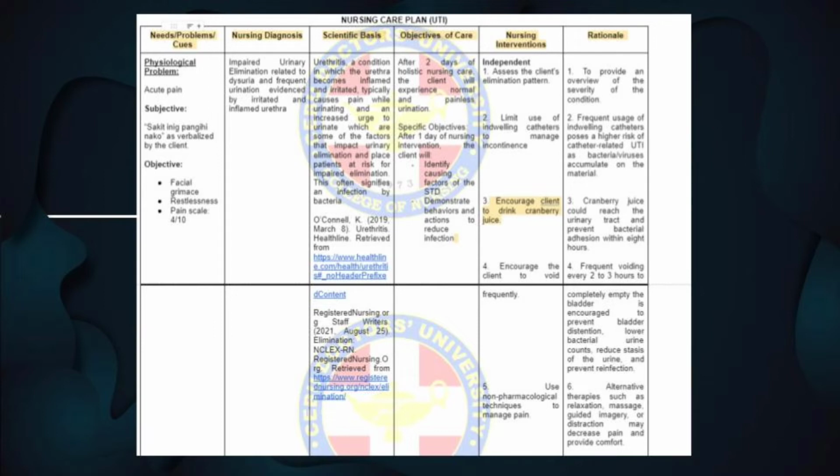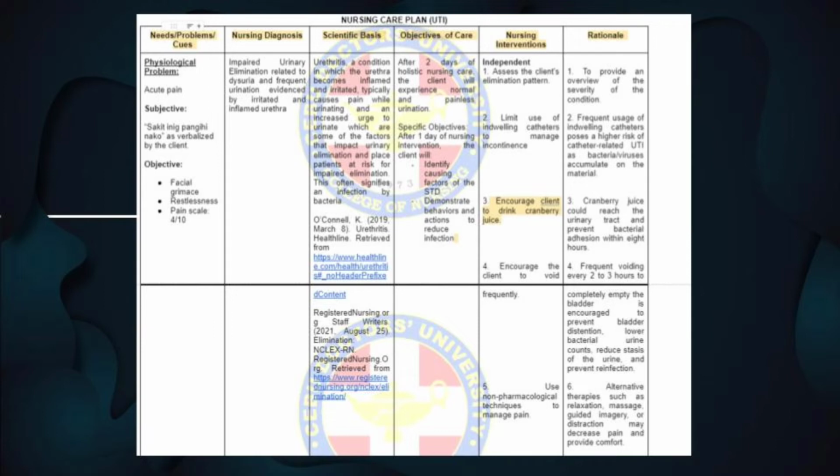Hello, this is Nicole Tumulak again, and I will be continuing to discuss the nursing care plan of the urinary tract infection. So we have first the objectives of care. After 2 days of holistic nursing care, the client will experience normal and painless urination. Specific objectives, we have after 1 day of nursing intervention, the client will identify causing factors of the UTI, demonstrate behaviors and actions to reduce the infection.